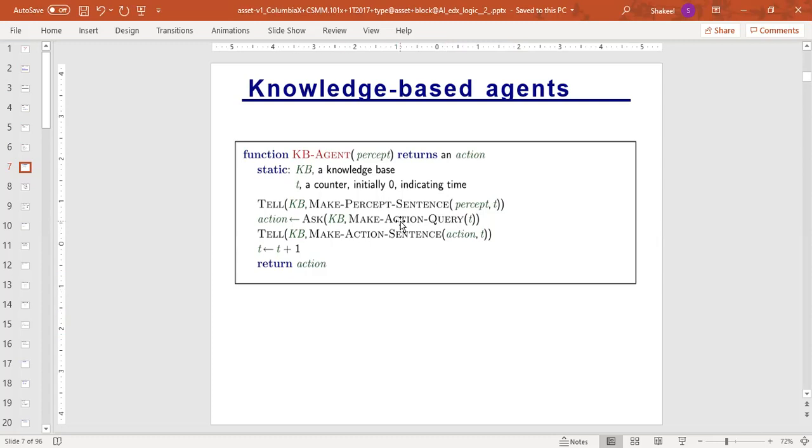The second one is to decide what to do. So the agent will ask or query the knowledge base, given the new percepts and the prior knowledge about the environment, what kind of action it needs to take. This is where the agent would be deliberating and making inference about what to do.